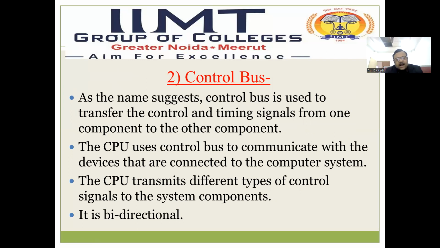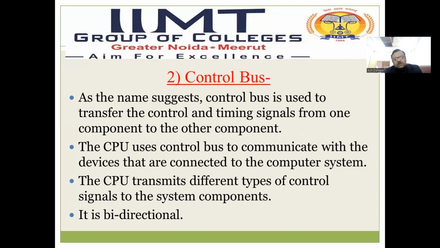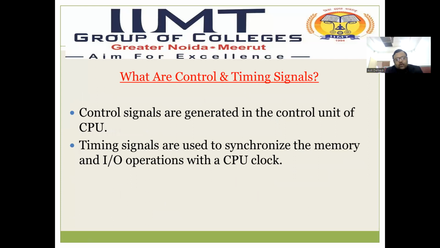Control bus. As the name suggests, the control bus is used to transfer the control and timing signals from one component to another. The CPU uses the control bus to communicate with the devices that are connected to the computer system. The CPU transmits different types of control signals to the system components. It is bidirectional.